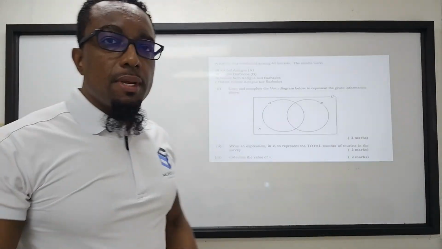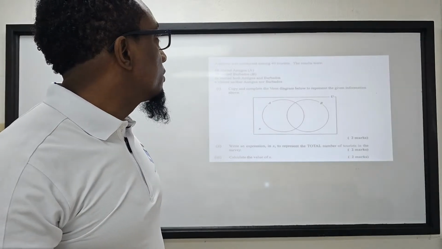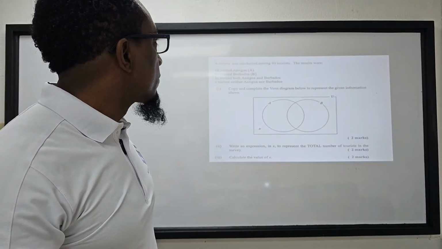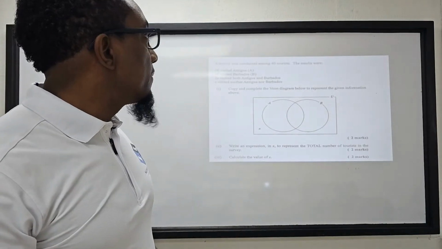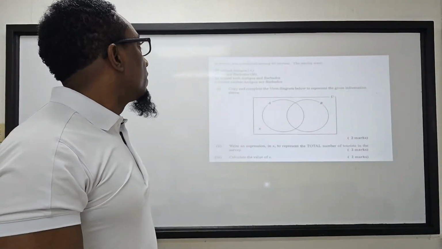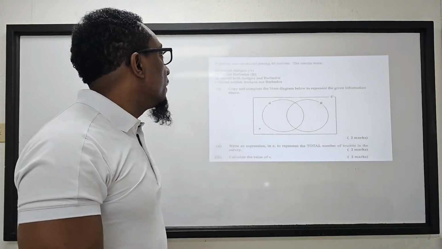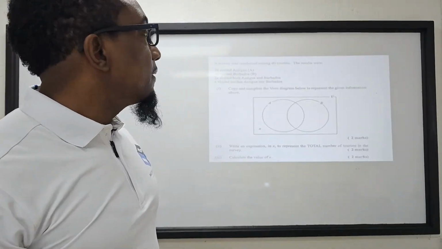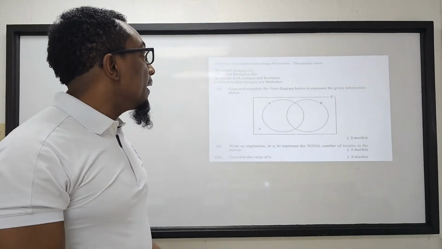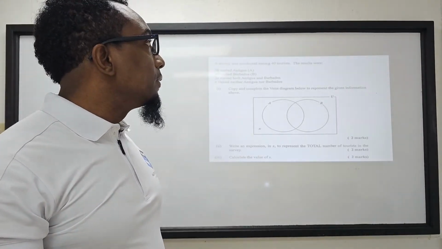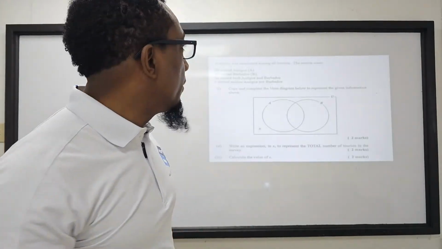So a survey was conducted among 40 tourists. The results were 28 visited Antigua, 30 visited Barbados, 3X visited both Antigua and Barbados, X visited neither Antigua nor Barbados. Copy and complete the Venn diagram below to represent the given information. So they want us to complete this Venn diagram, straightforward.